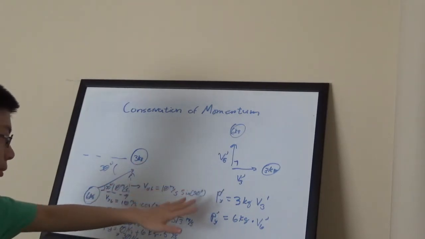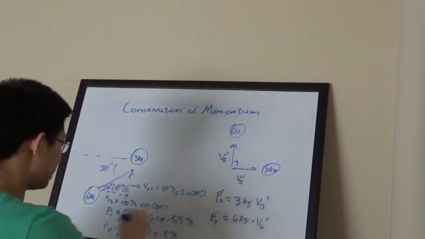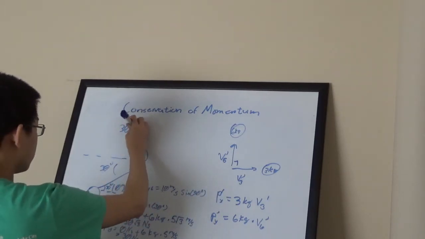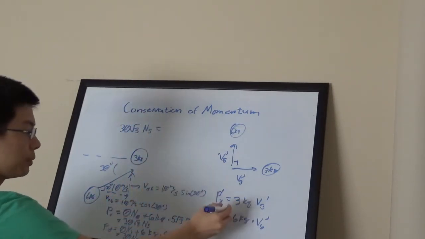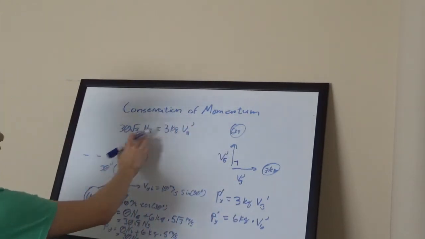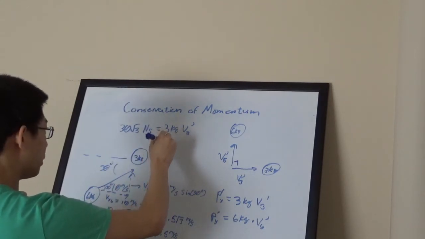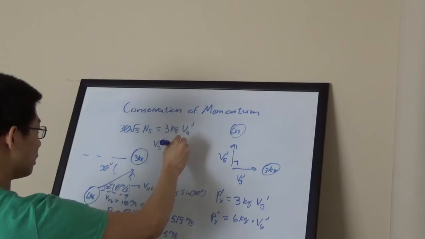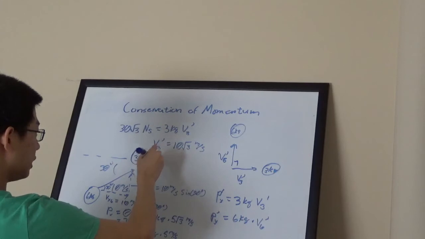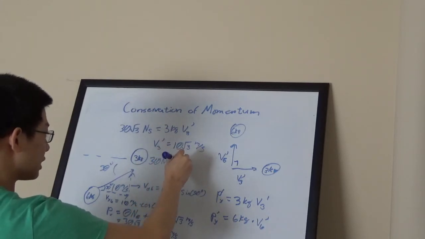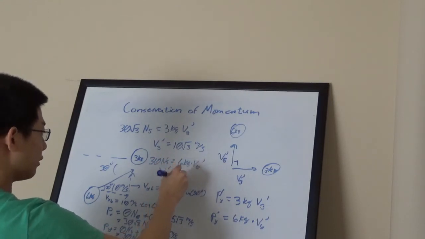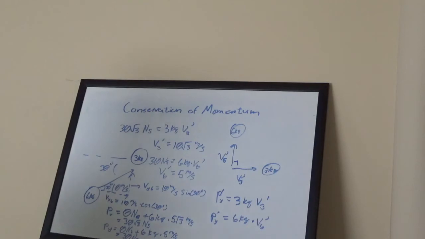So we set these values to be equal, and what do we get? Well, if we set these two to be equal, we get px, which is 30 root 3 Newton seconds, equal to p prime x, which is 3 kilograms times v3 prime. So if I divide both sides by 3 kilograms, I get v3 prime is equal to 10 root 3 meters per second. Similarly, I do that with this, and I get 30 Newton seconds is equal to 6 kg times v6 prime. So v6 prime is equal to 5 meters per second. And there we go. We've solved it.